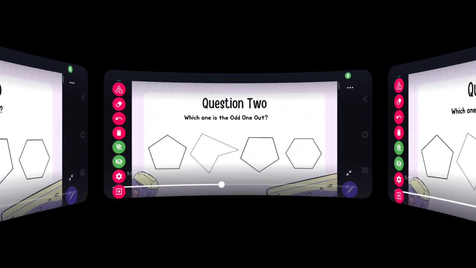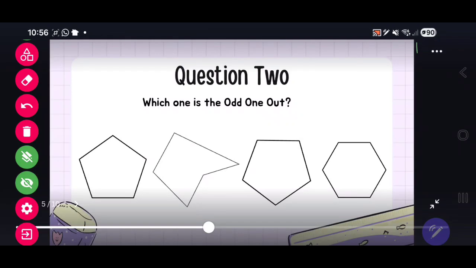Which one is the odd one out? This one is a little bit harder than question 1 because we have to go through all of them, starting from number 1, which would be the number of sides. So I'm going to count each number of sides, and I don't even have to do that for most of them. I can tell that this is a pentagon, which means it has 5 sides. Now I need to count this one. 1, 2, 3, 4, 5. This also has 5 sides.